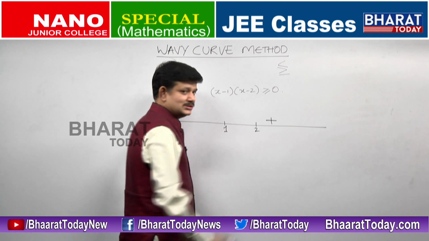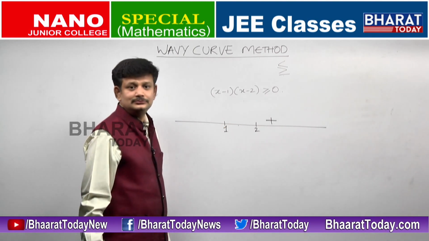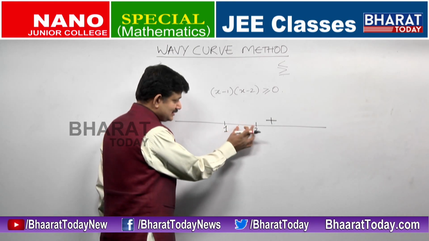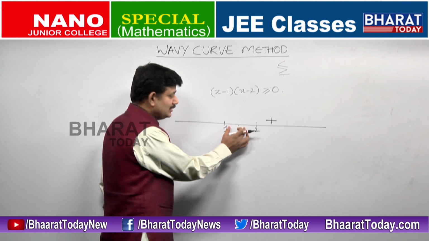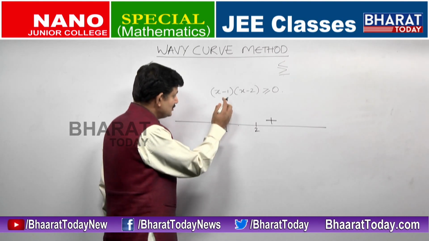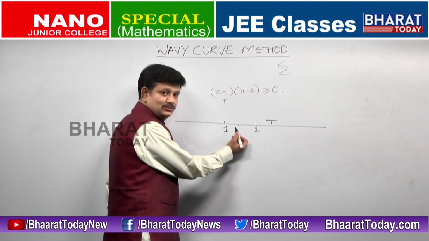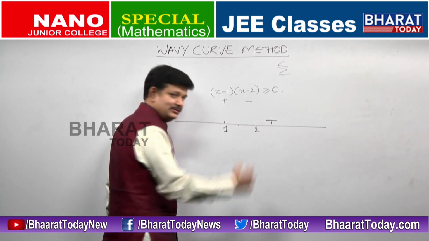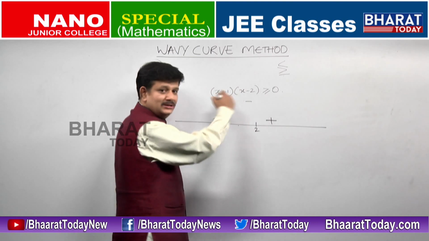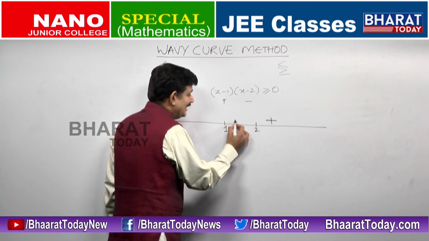Let me look at the next situation. X lies between 1 and 2. X is somewhere here. Now x is greater than 1, x is less than 2. That is what we mean by this region. X minus 1, is it positive or negative? X is greater than 1, so x minus 1 is positive. X is less than 2, so x minus 2 is negative. So effectively what will happen to this product? One is positive, other is negative, so totally it is negative.